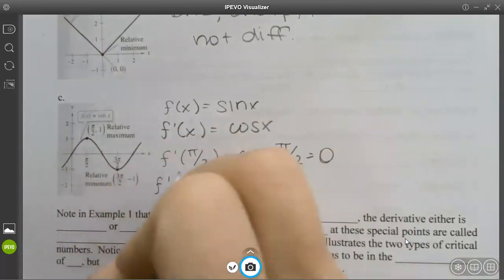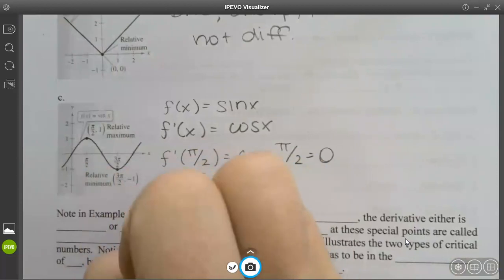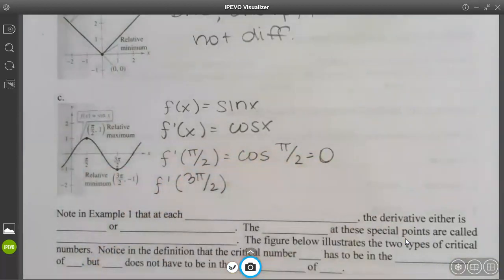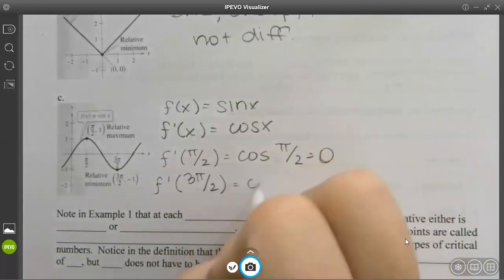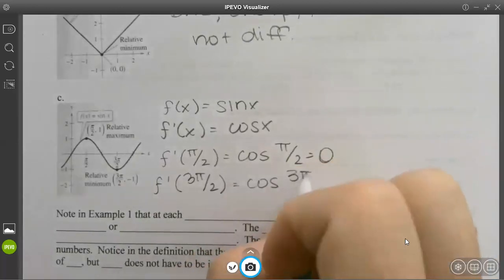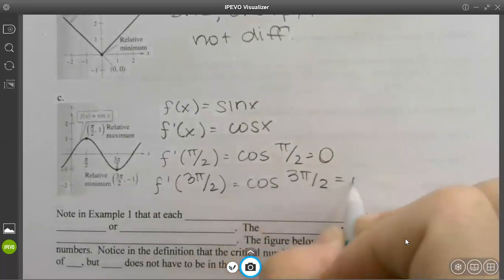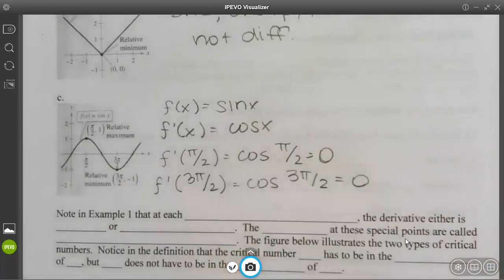If for some reason when you're working with sine and cosine, you're not getting the answers that you're supposed to get, check your mode. Because in pre-cal we're switching back and forth between radians and degrees. Cosine of 3 pi over 2 is also going to give you 0. Any questions? All right.